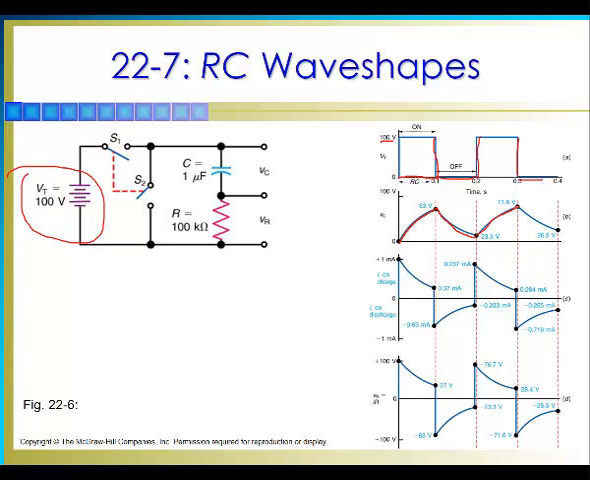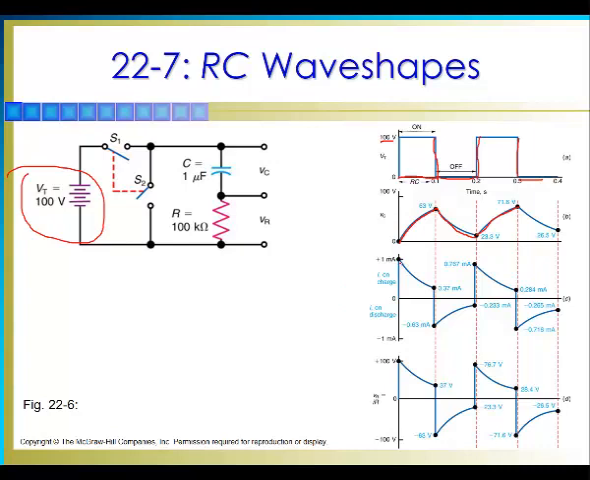The voltage goes to zero, so the capacitor starts discharging again. At 71 volts, it will discharge 63% of this amount, and that will bring it down to 26.5. Then 100 minus 26.5, whatever that is, 63% of that will be the next charge. And it will continue like this.